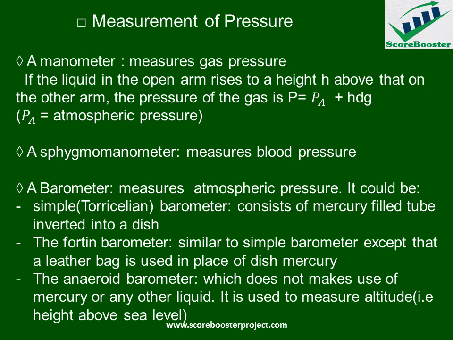This usually consists of a mercury-filled tube inverted into a dish. Another type of barometer is the floating barometer, which is similar to the simple barometer, except that a leather bag is used in place of the dish of mercury.